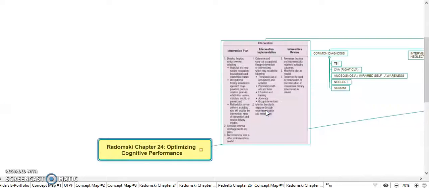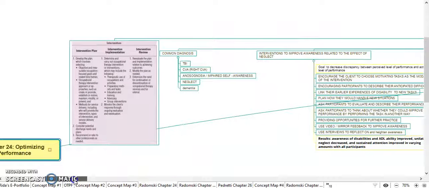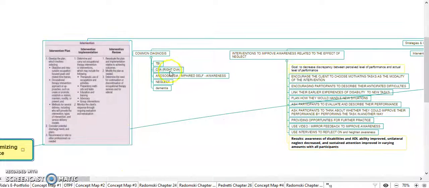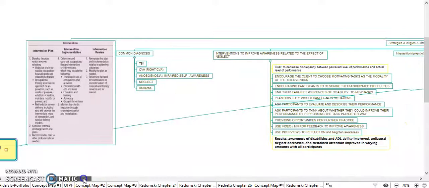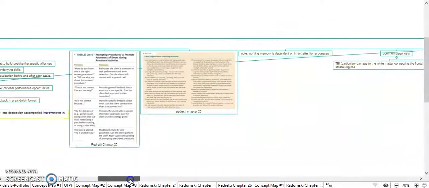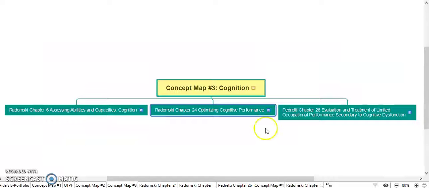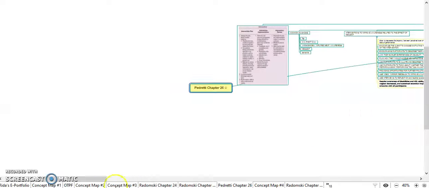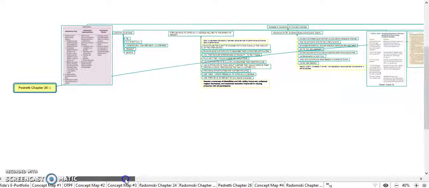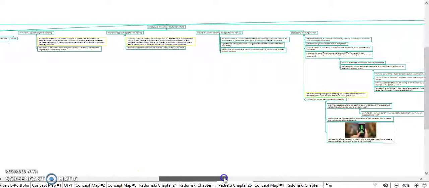Optimizing, so how can I help my patients? Making an intervention plan, the common diagnosis, which I also believe is a great way to study for the NBCOT because there's different diagnosis. Just becoming more familiar with that. What are the different interventions for each one of them? Page Ready, evaluation and treatment. This is also a great way to review the different diagnoses that are common within the population.